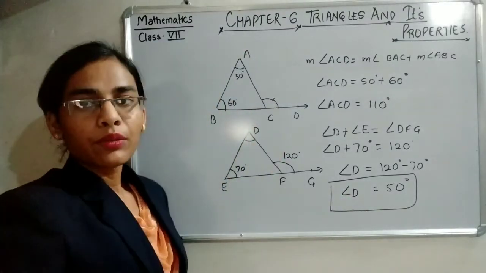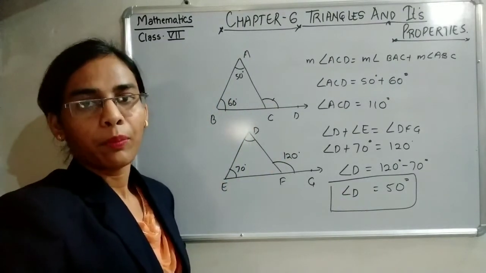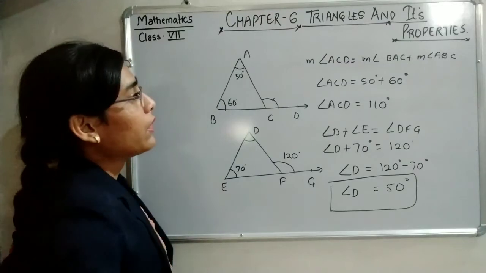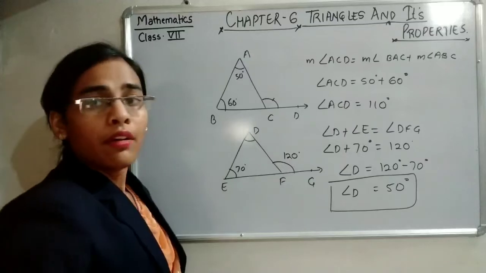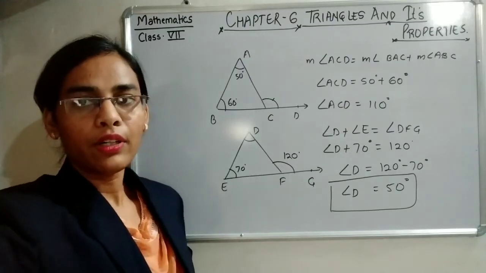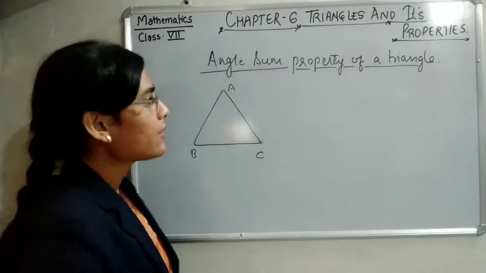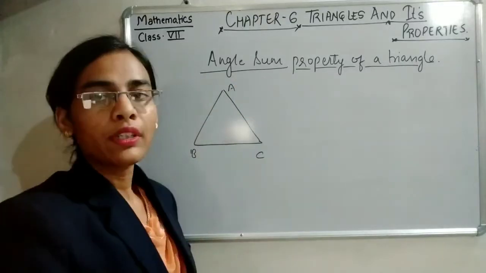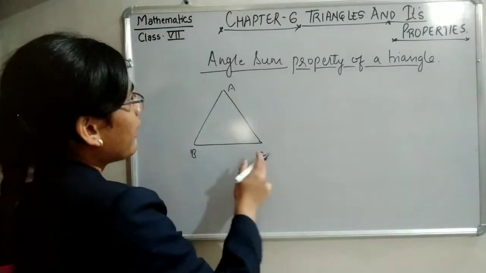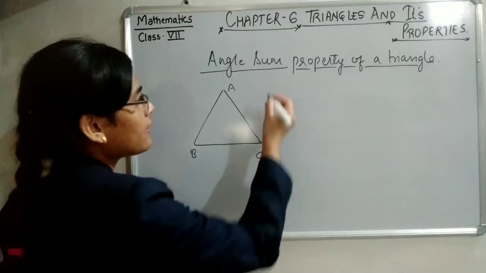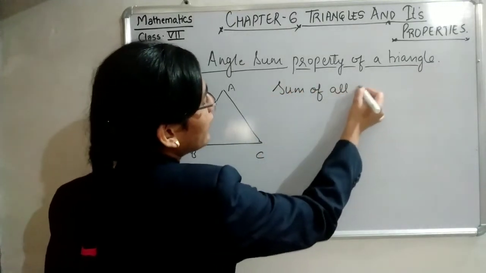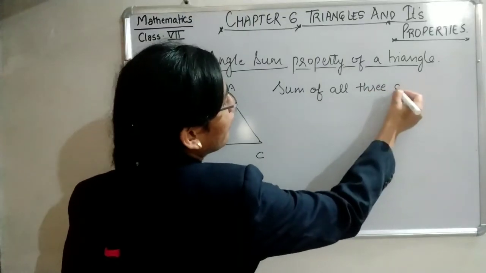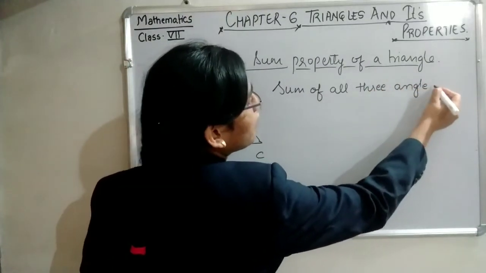We have done these questions based on the exterior angle property of the triangle. By using this property we can find out the value of the interior angle whenever we are given the exterior angle of a triangle. Next is the angle sum property of the triangle. The angle sum property of a triangle states that the sum of all three angles of a triangle is 180 degrees.